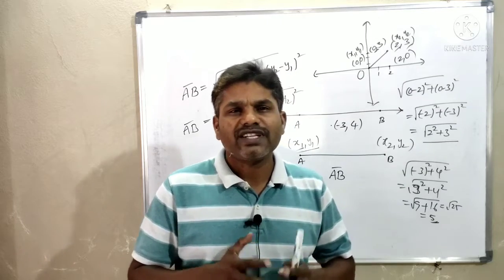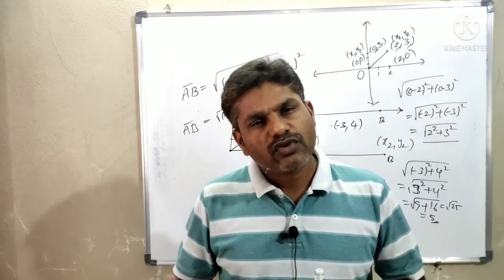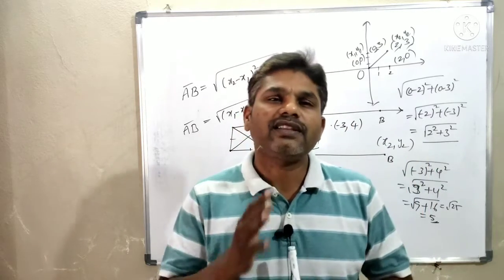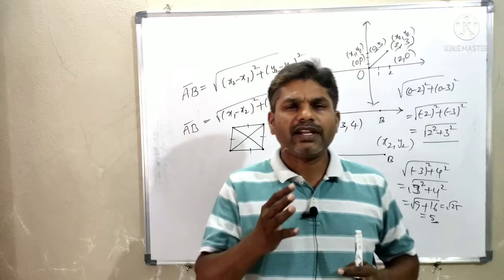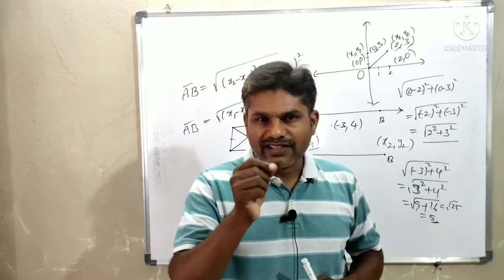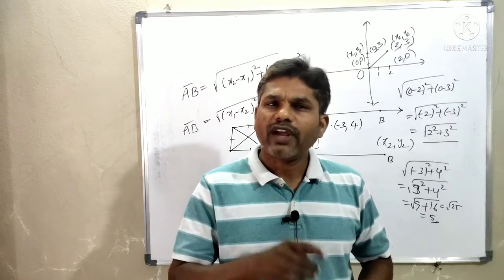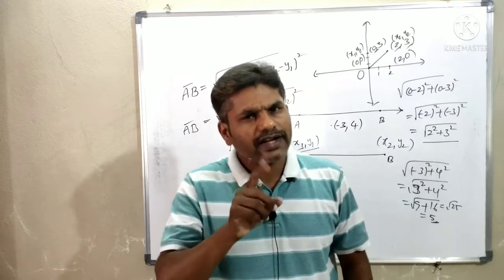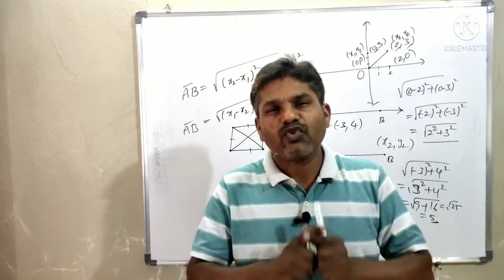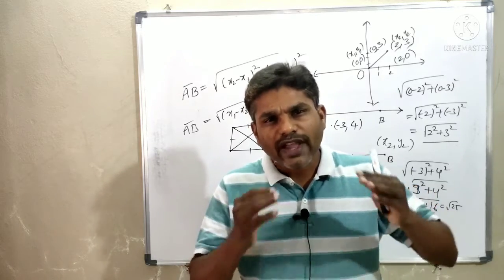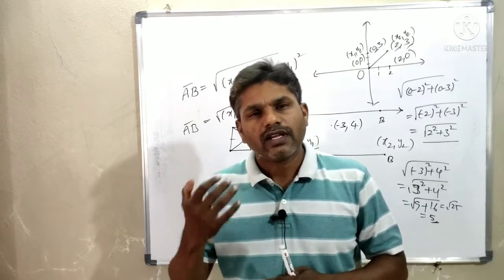Similarly, if you want to show that any given quadrilateral is a rectangle or parallelogram, you have to find the lengths of the sides. Depending on the lengths of the sides, we will come to know which type of quadrilateral it is. Similarly, if you see triangles, if you want to show a triangle is an equilateral triangle or isosceles triangle or right angle triangle, in all these you have to find the lengths of the sides. If you know the lengths of the sides, it's very easy to identify whether it is an equilateral, isosceles or right angle triangle.